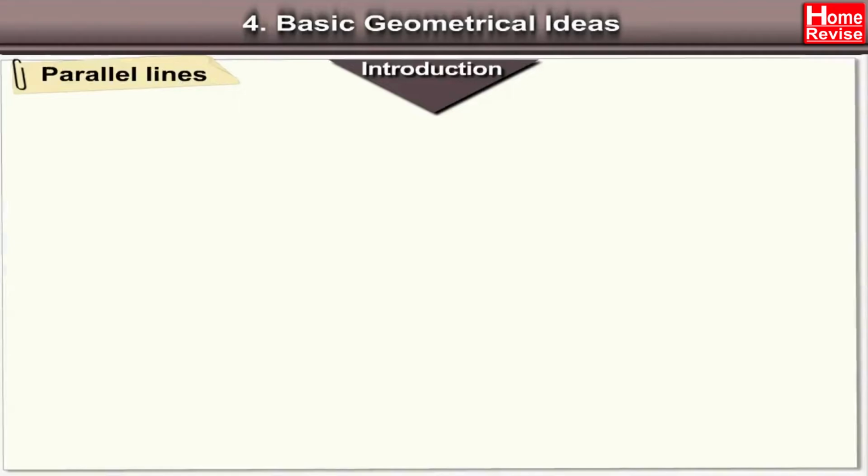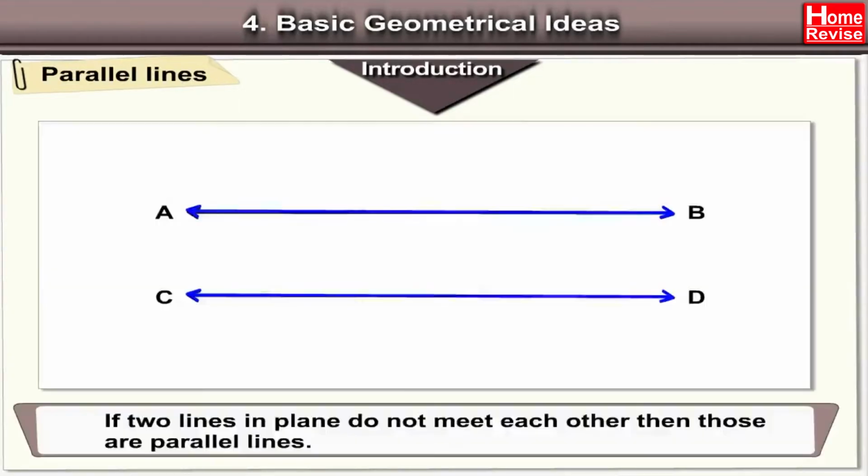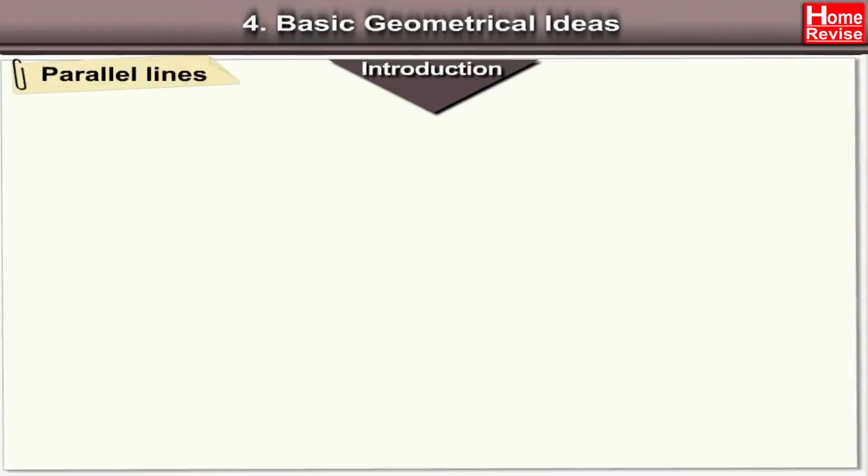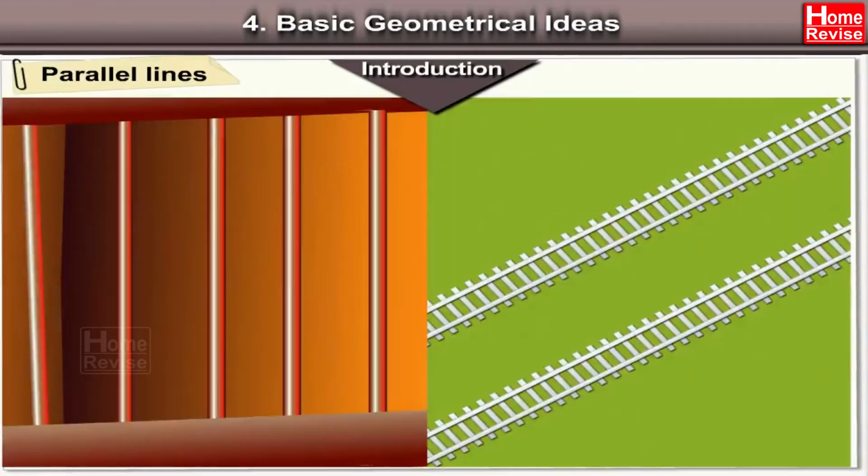Parallel lines. If two lines in a plane do not meet each other, then those lines are parallel lines. I'll give you an example: opposite edges of a ruler, crossbars of a window, rail tracks, etc.